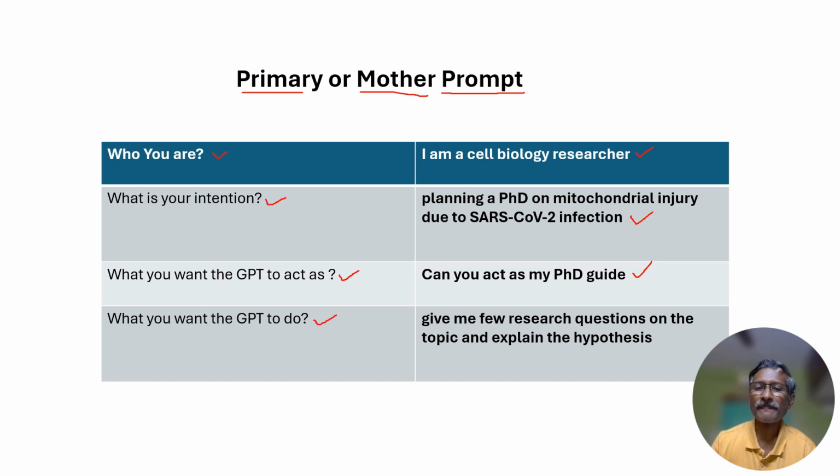Then you are asking it what it should do for you. You are asking it to give you a few research questions on the topic and explain the hypothesis. So it will generate a few hypotheses and it will also explain the hypothesis to you. This is what I am going to demonstrate in the online COPILOT tool, and we are going to see how the prompts work and how well we are able to get the information from the GPT.